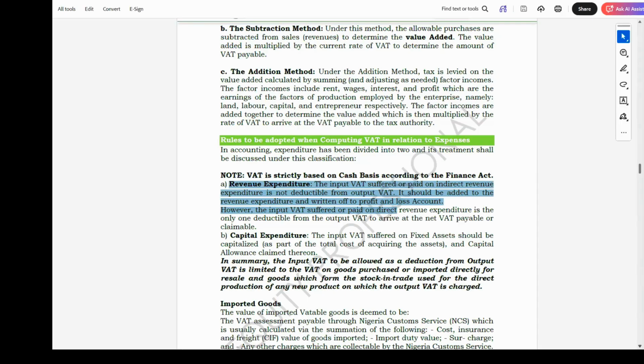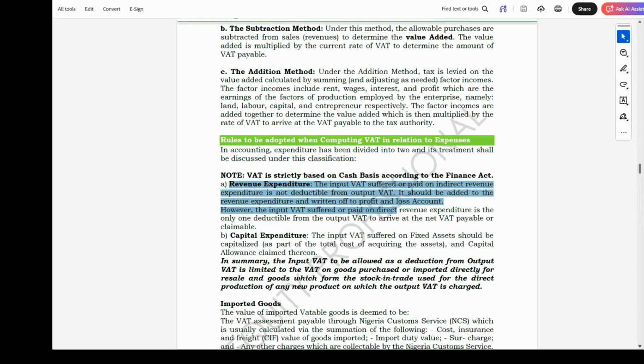So whenever you see any capital expenditure, the VAT suffered on it is not going to form part of our input VAT. VAT on that will be added as part of the cost of the expenditure that will be available for capital allowance claim.